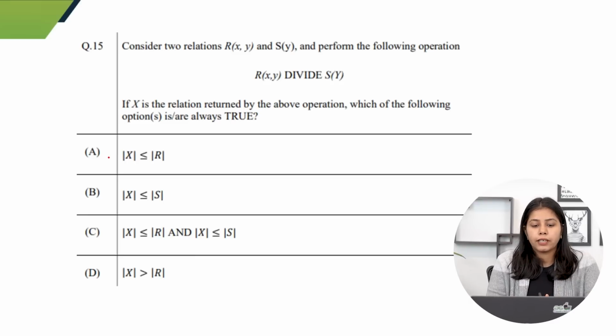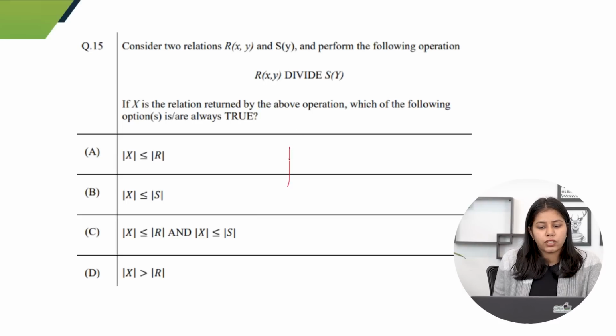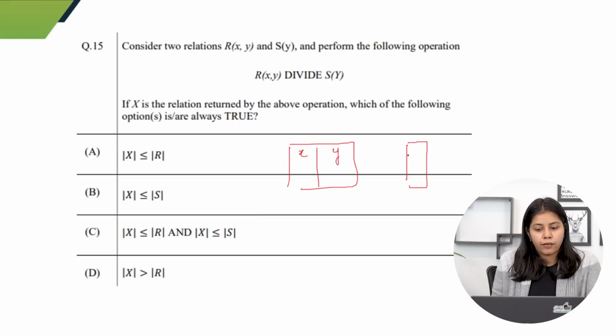The next question we have is from DBMS again. It says: consider two relations R(X,Y) and S(Y). Perform the following operation: R(X,Y) divide S(Y). If X is the relation returned by the above operation, which of the following options are always true? So we have a table which contains X and Y, and a table which has only the values of Y. At the end we get the relation X, right? So which of the following is always true?